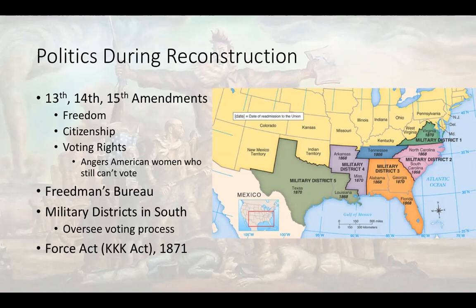Now, one example of how this is undone is with the KKK. So the KKK is at its height a couple years after the war, but then President Ulysses S. Grant puts in place the Force Act, or the KKK Act, which uses federal troops and resources to completely dismantle the KKK. It's successful, and the KKK goes away in the 1870s.